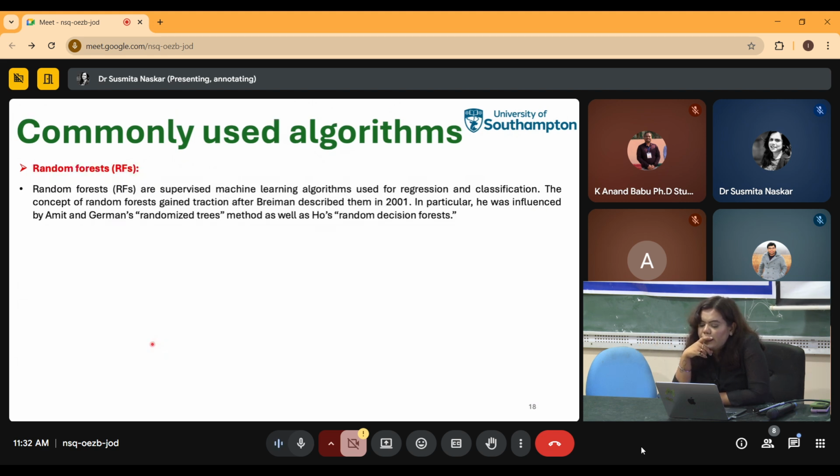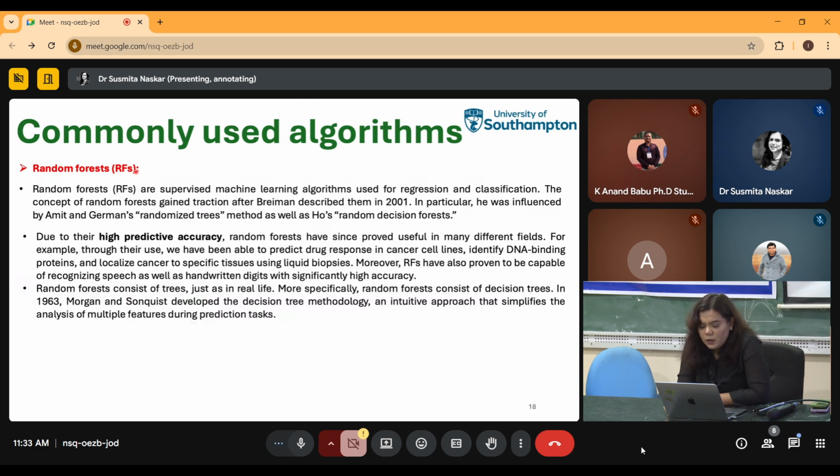And then comes another important one, which is the random forest. That's another very powerful and widely used machine learning algorithm. Random forests, also called RFs, are supervised machine learning algorithms which are used for both classification tasks and regression tasks. The idea for RFs was popularized in 2001, and they draw inspiration from randomized trees or Ho's random decision forests.